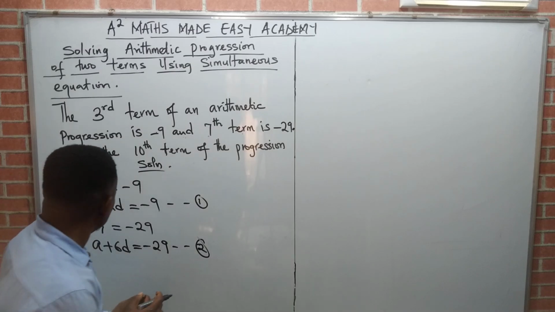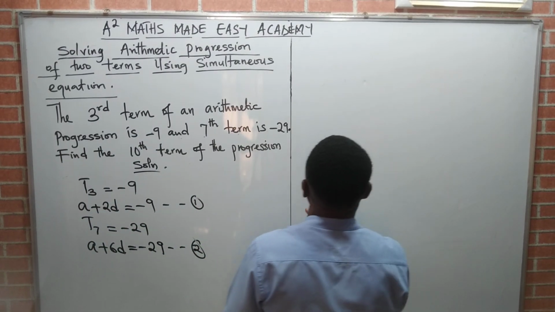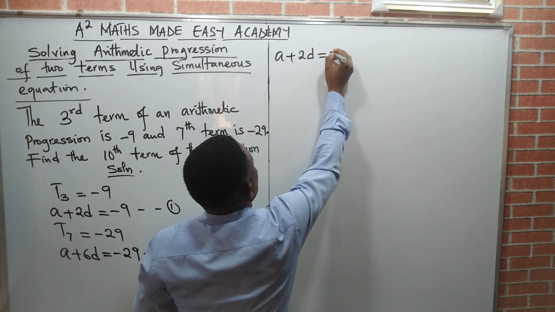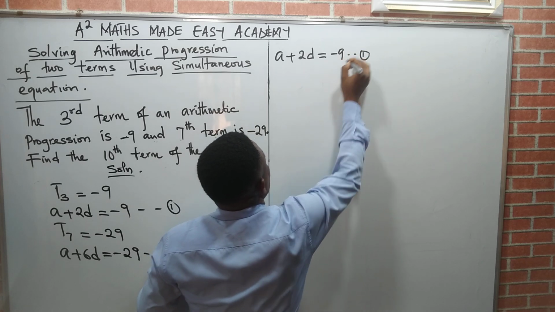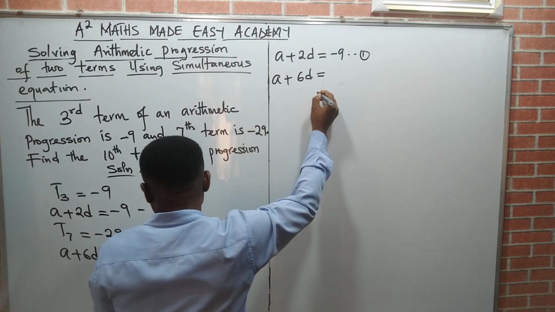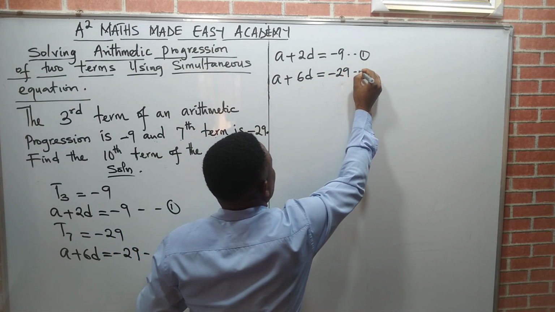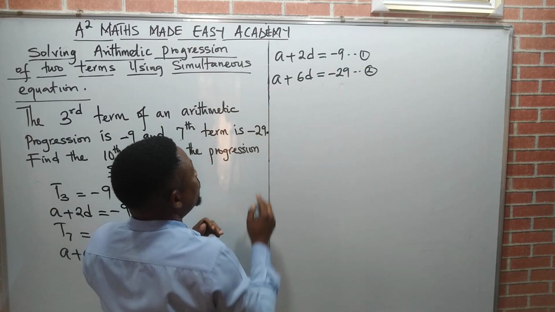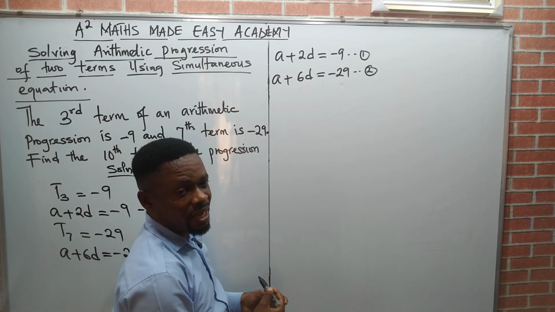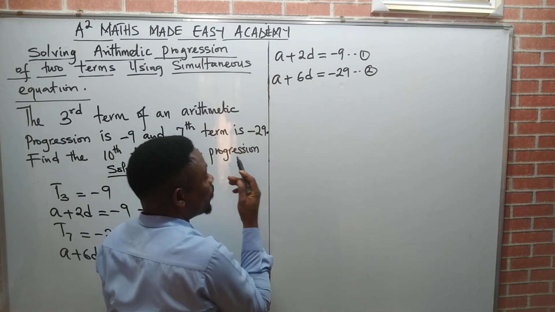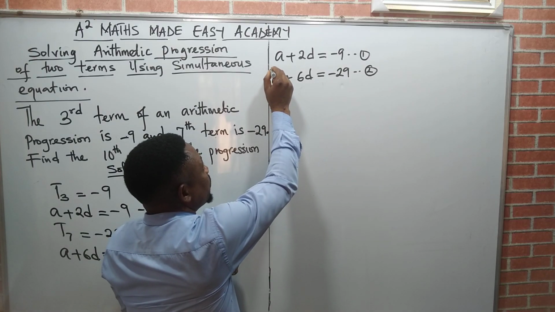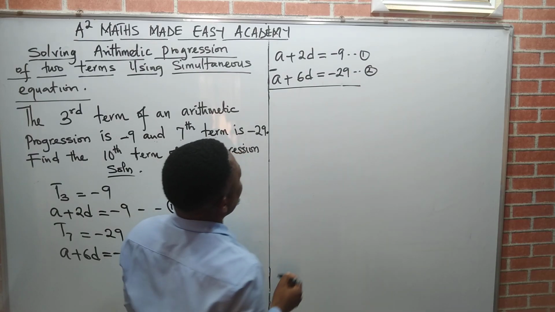I want you to watch. Now taking out the equations one after the other. The first one says A plus 2D equal to minus 9, which is equation 1. Then the second one is A plus 6D, equal to minus 29, which is equation 2. If you observe equations 1 and 2, the coefficients of A on both sides are the same, 1 and 1. So I want to get it off. So introduce minus. Then draw your line.